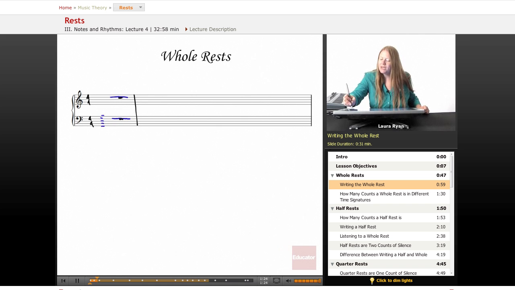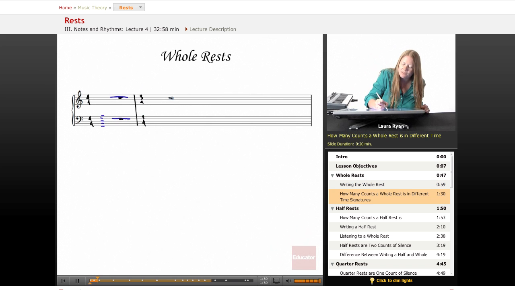Okay, if we are in the time signature of 3/4, then a whole rest equals 3 counts of silence. It's the maximum amount of counts that you're in at the time signature. So if we're in 2/4, your whole rest will be 2 counts.